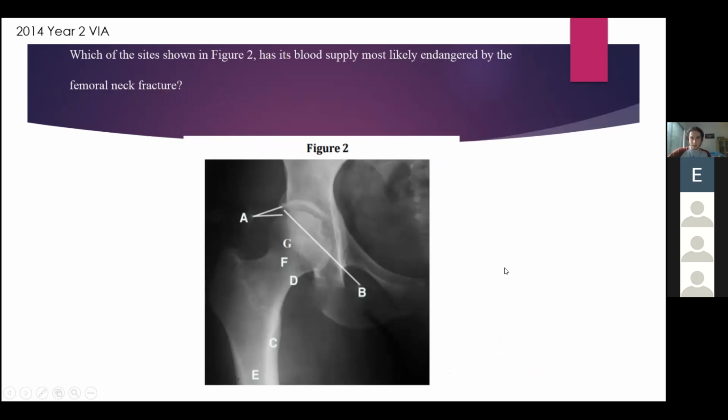Who is up next? Isabel, do you want to have a go at this one? It's all right if you don't. Yeah, sure. I don't know, something else then. What was that, sorry? Would it be F?